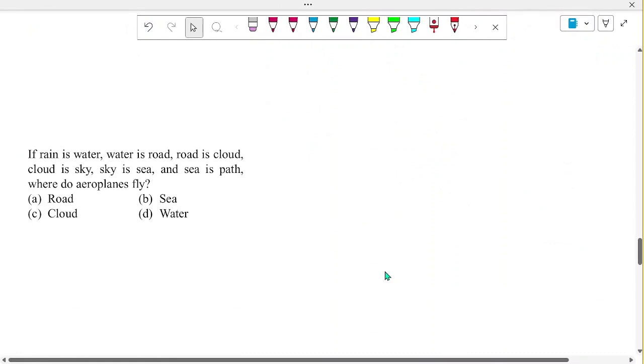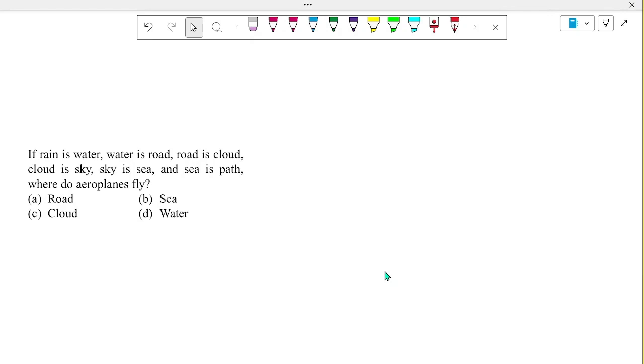Okay, see, this is a bit tricky question. Let's see who will solve this one. If rain is water, water is road, road is cloud, cloud is sky, sky is sea, and sea is path. Where do aeroplanes fly?